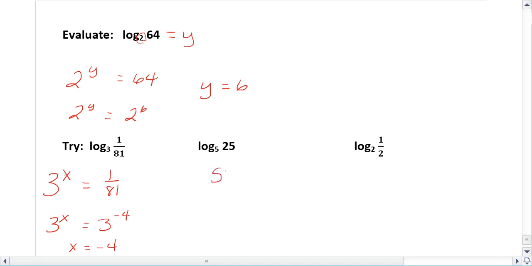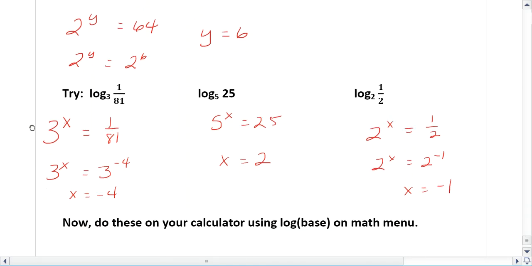Here, base 5 to what power gives you 25? And you can just do that one mentally. Here, log base 2, so we have 2 to what power is equal to 1/2, and that is a negative 1 power, so x is negative 1. So now that you've seen this, knowing what you know, can you go ahead and try these on your calculator using the log and then the different base menu, and see if you get these same answers.